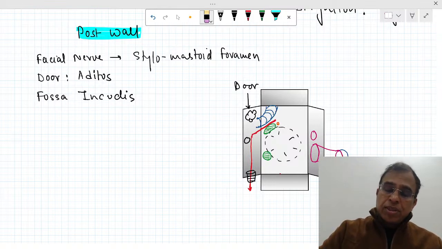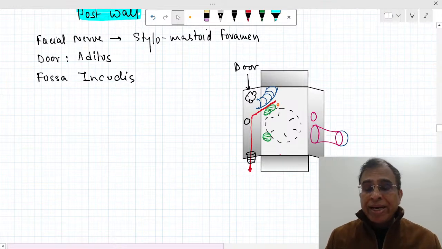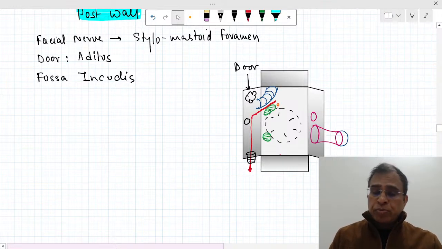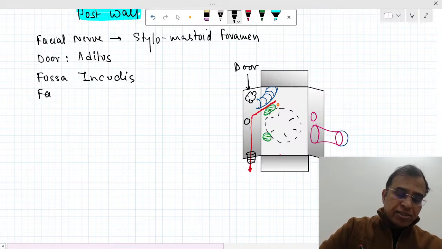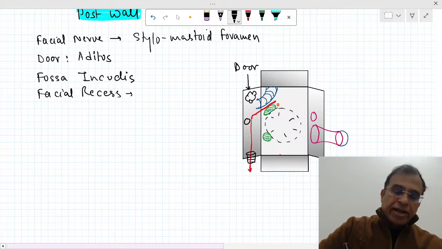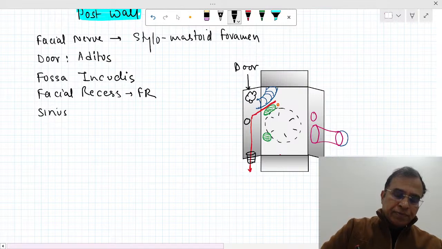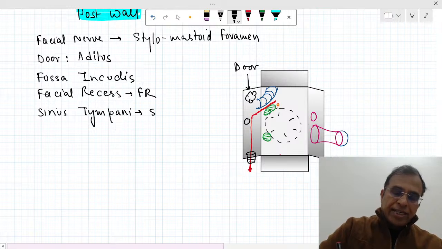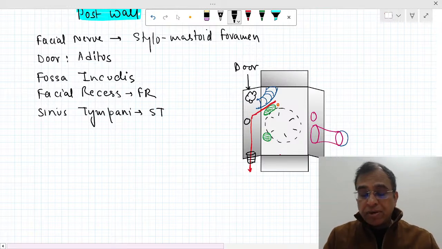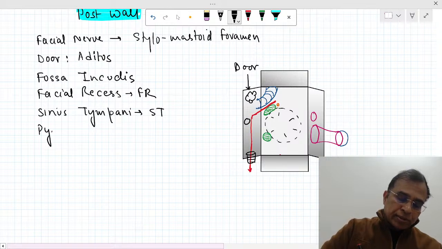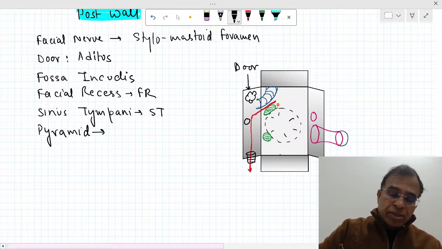And now come the three most important names from the posterior wall. Which are these most important names? There is the facial recess, I call it FR in short. There is the sinus tympani, I call it ST, and the most important of the lot, the pyramid. The pyramid is a bone which gives origin to a muscle called the stapedius muscle.